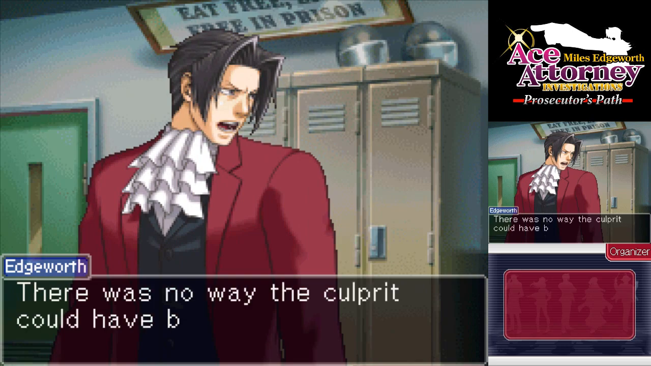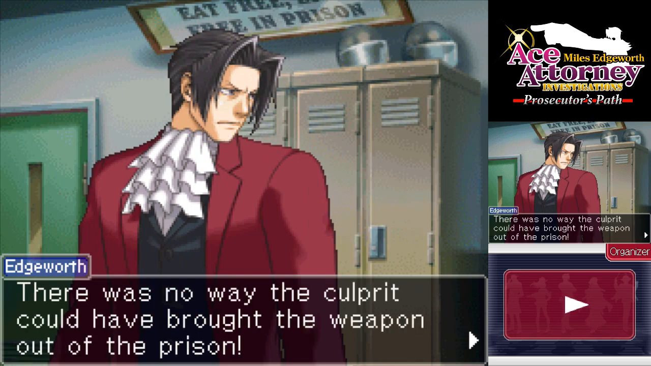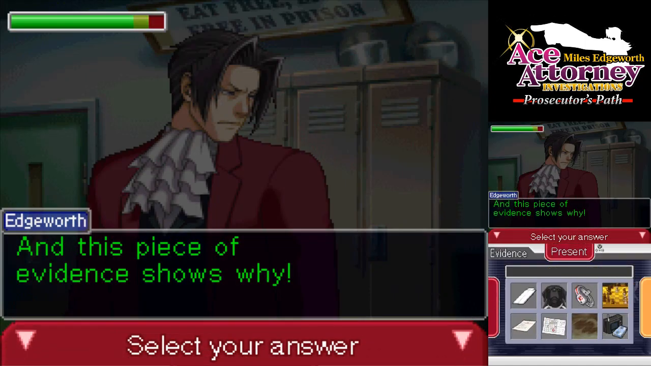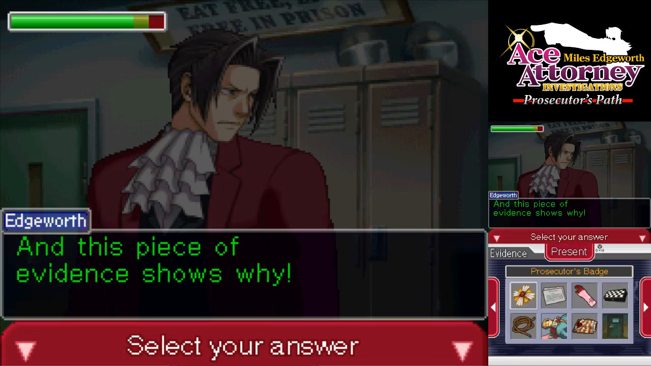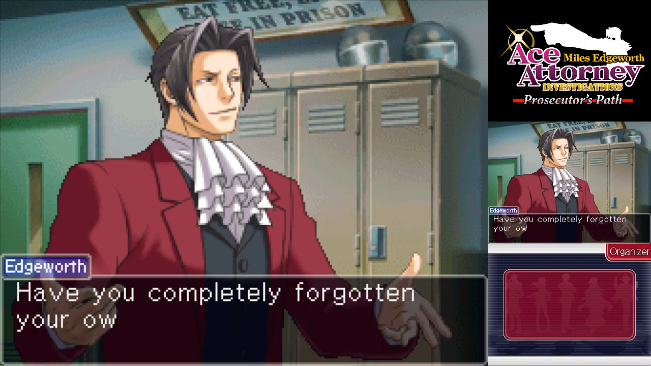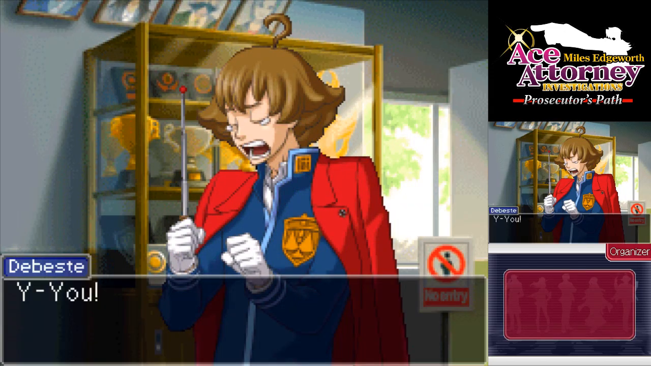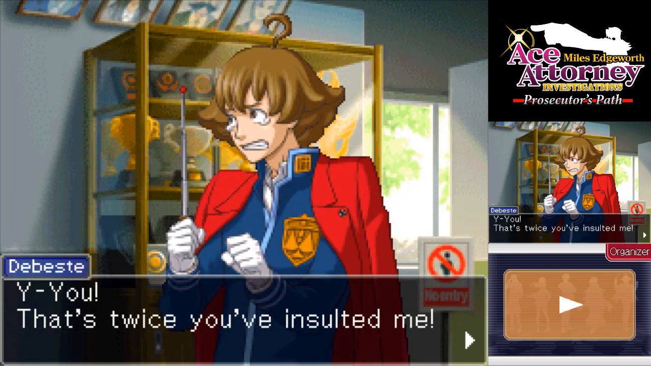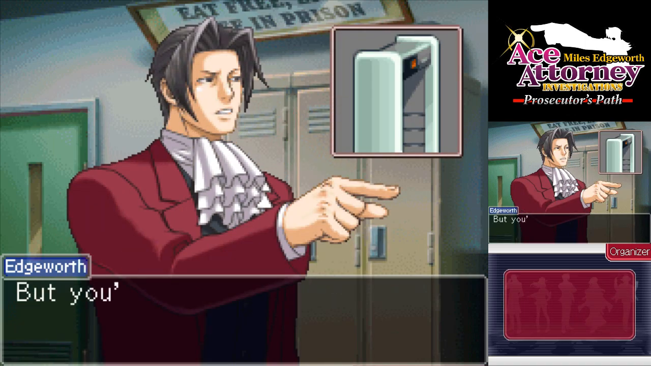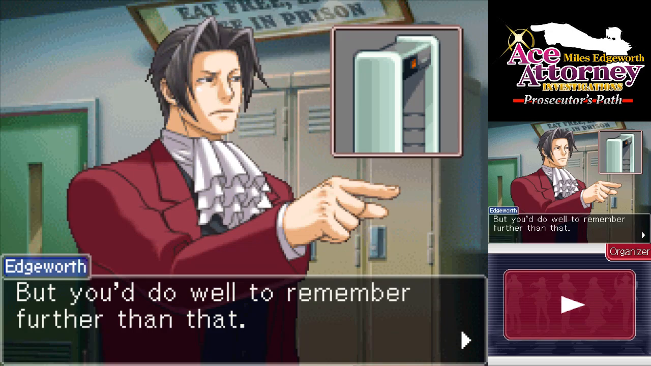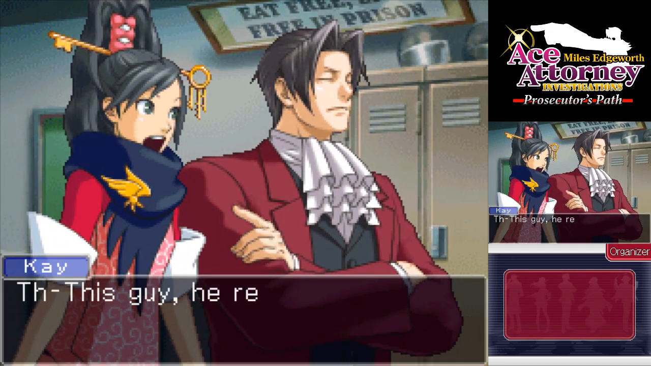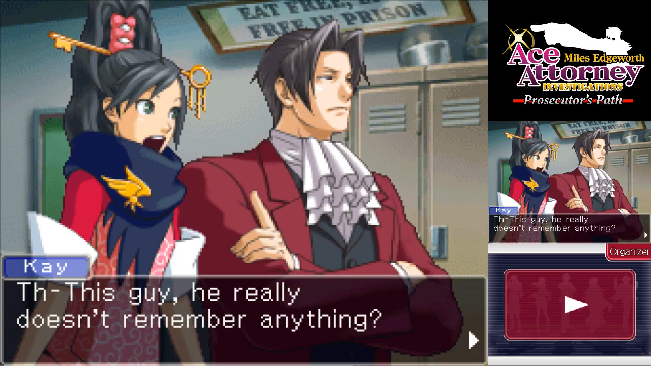We can get him with... There was no way the culprit could have brought the weapon out of the prison. And this piece of evidence shows why. Oh, I know exactly what I need to do here. Bazinga! Have you completely forgotten your own testimony? You! That's twice you've insulted me! Oh, it seems you remember what I said earlier. But you do well to remember further than that. What is that? This guy? He really doesn't remember anything?